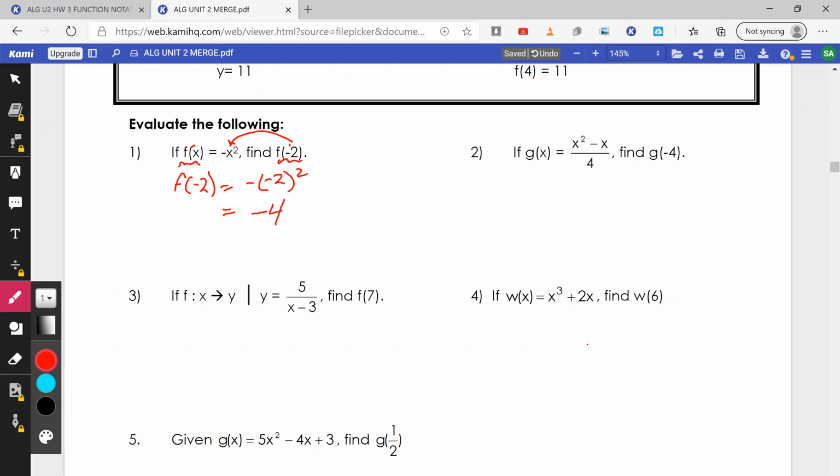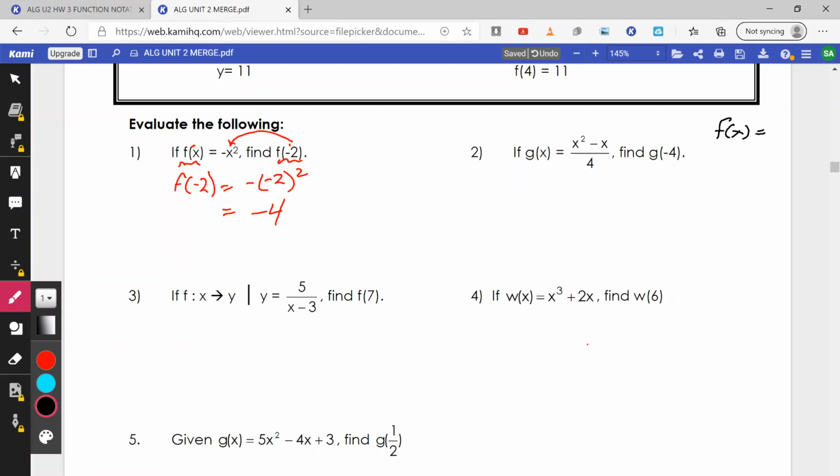Our second problem here, if g of x equals x squared minus x over 4, find g of negative 4. Now notice we use a different letter to start off with. It's still the same thing. There's a reason for it. Most functions we're going to write as f of x equals, but in Algebra 2 there's a section that is taught and it's called compositions.